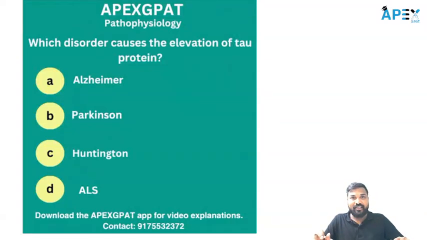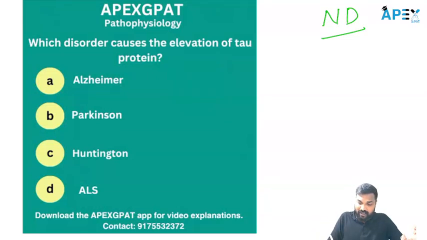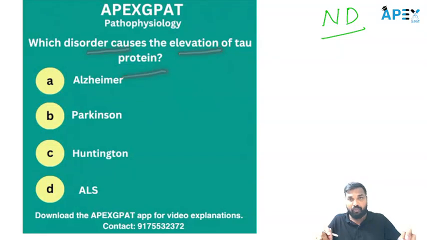Hello everyone. In this video, we will discuss an important topic, the neurodegenerative disorders. The question here is: which disorder causes the elevation of the tau protein? First we will understand the different neurodegenerative disorders.